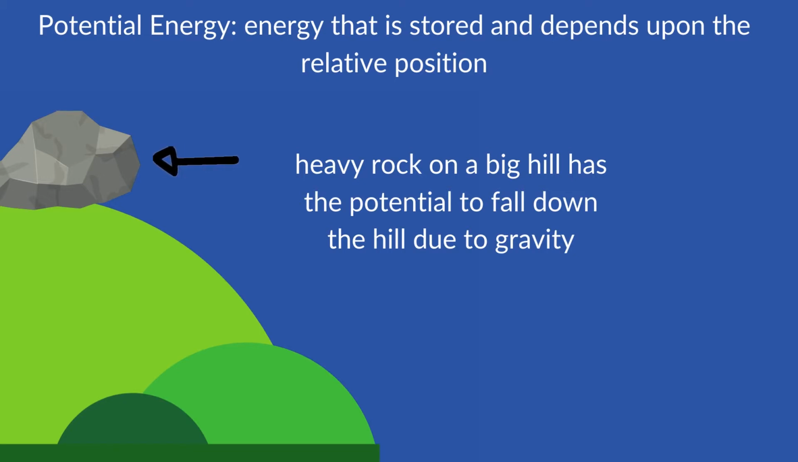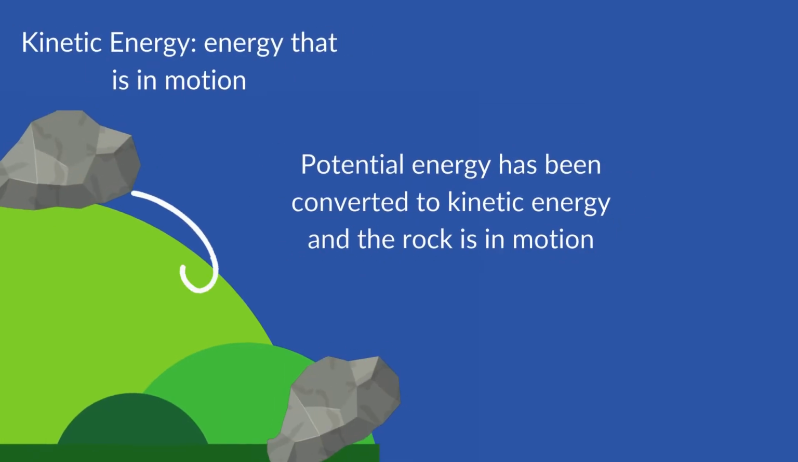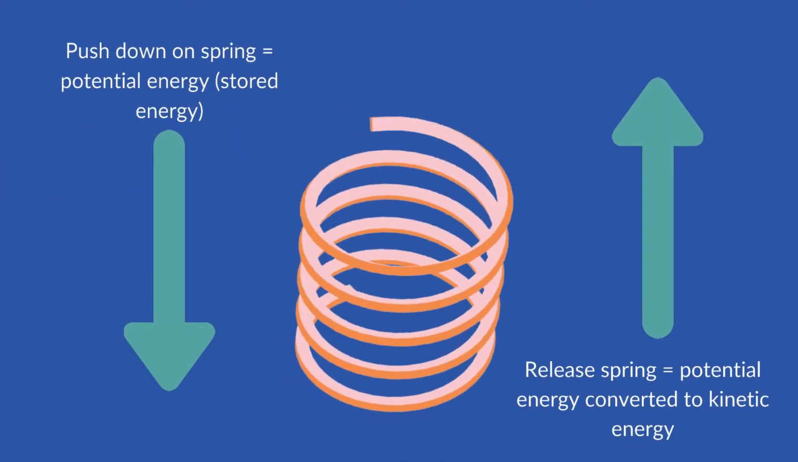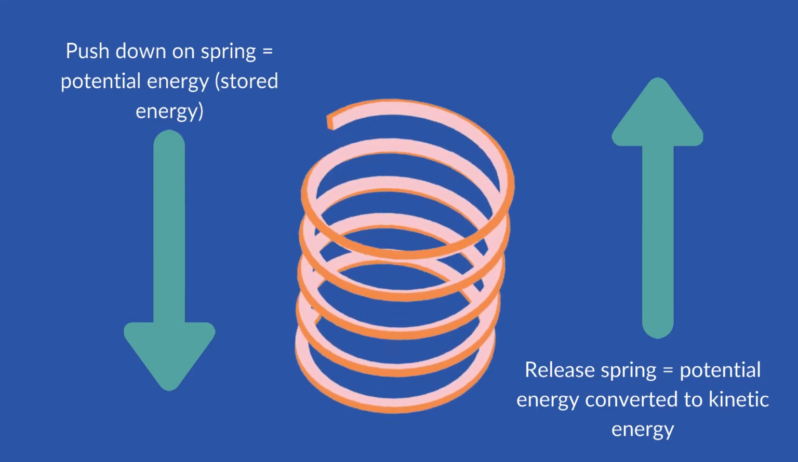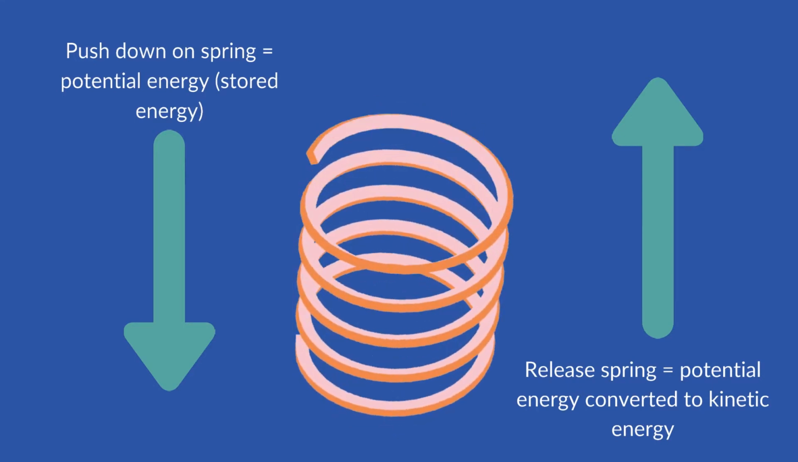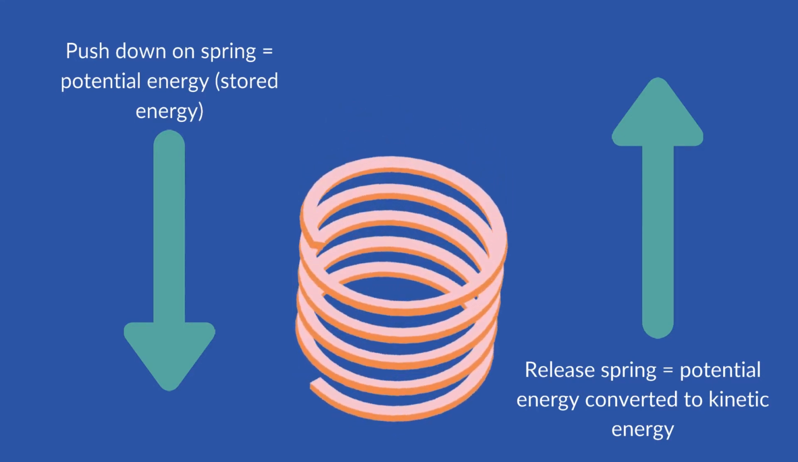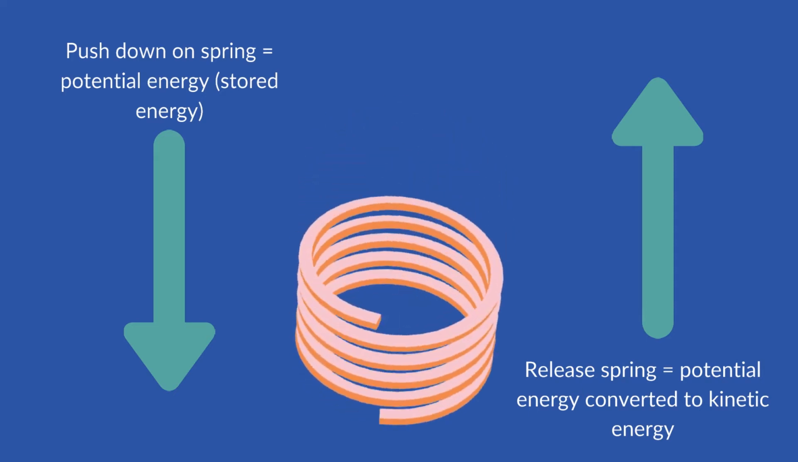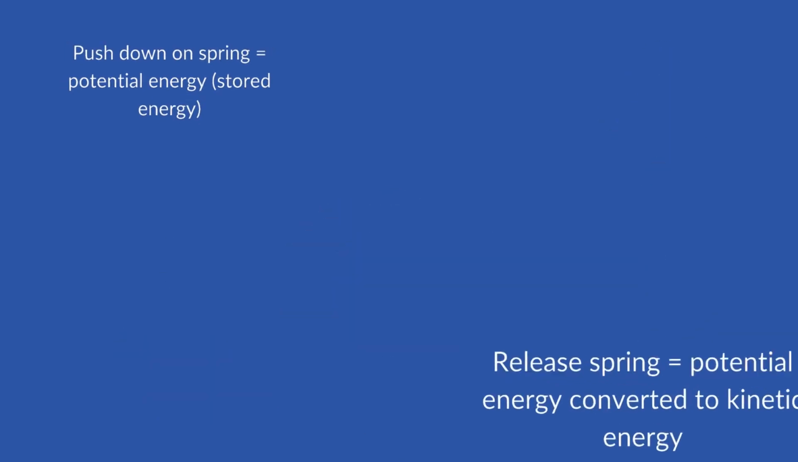An example of potential energy is how a rock at the top of a hill has a great potential to fall due to gravity. When the rock is falling, this is called kinetic energy or energy in motion. You can also see this principle in action with a spring. When you push it down, you are storing the potential energy as the spring wants to jump back into place. When the spring jumps, this is called kinetic energy or energy in motion.